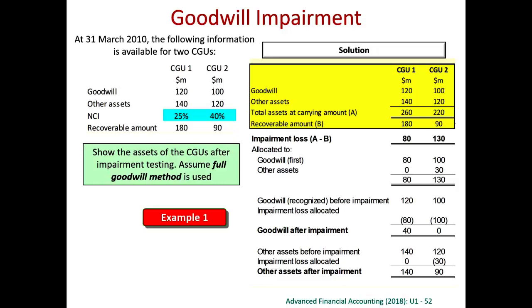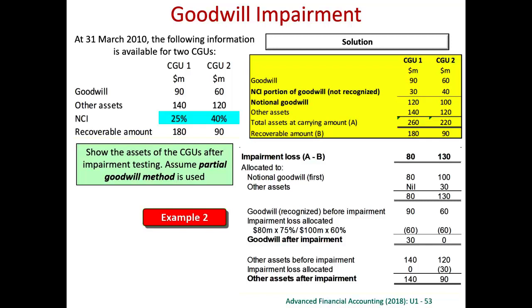This is a full goodwill. If this is a partial goodwill method, then problem. Because in your consolidated financial statements, this goodwill of 90 is only the goodwill for parent, right? Only the goodwill for parent, because we are using partial goodwill method. So the partial goodwill means this is only the goodwill for parent. Therefore, the carrying amount, if you simply add together 90 and 140, we underestimated the carrying amount.